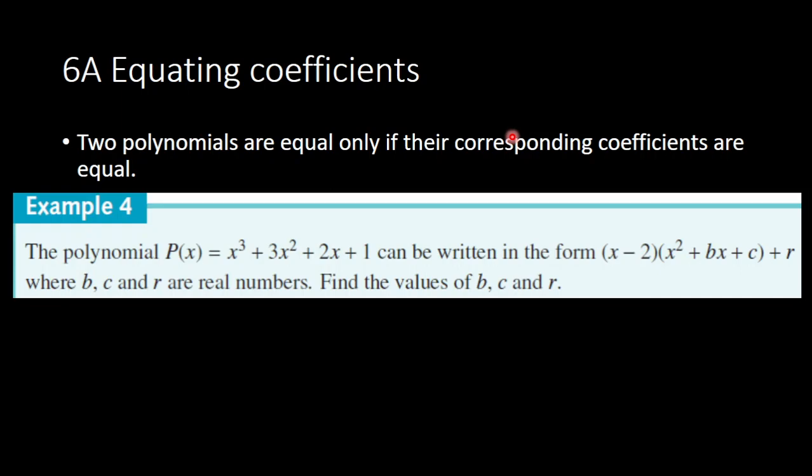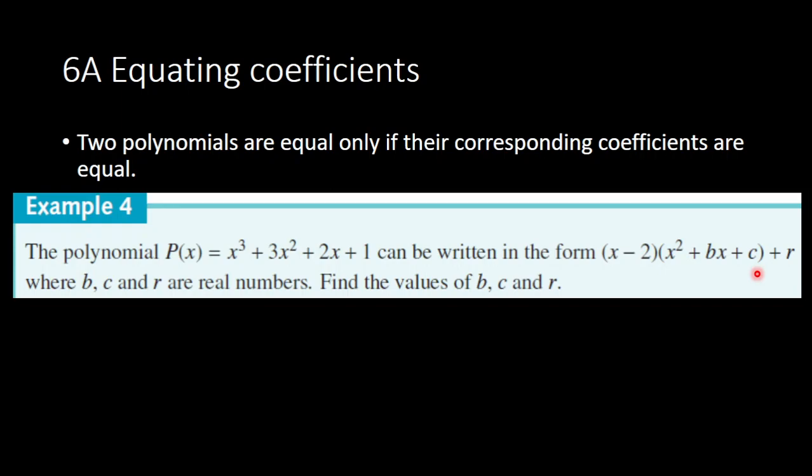All right, this is another strategy to expand that. Here is also mixing up simultaneous equations. Find the values of b, c, and r. So you have three unknowns. You have a polynomial which should be equal to that new expression, which is a product of two polynomials plus a constant.